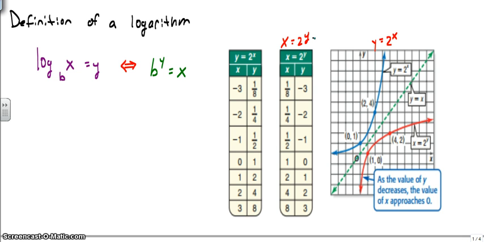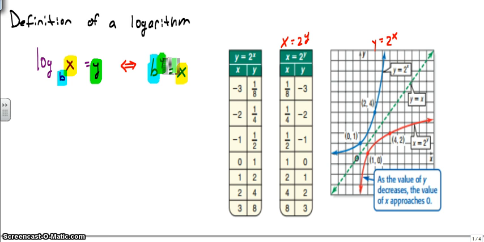Well, in order to do that, I use the definition of a logarithm. So these parts match up. The bases will always be the same. If the base of the logarithm is 2, the base of the exponent is going to be 2. What I'm taking the log of is what I'm equal to. And what I'm equal to in the logarithm is my exponent.